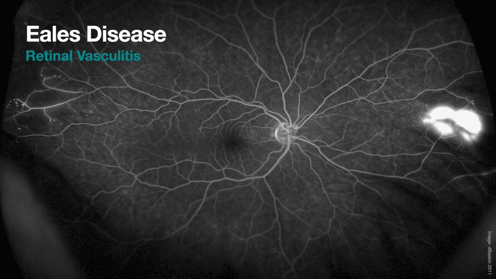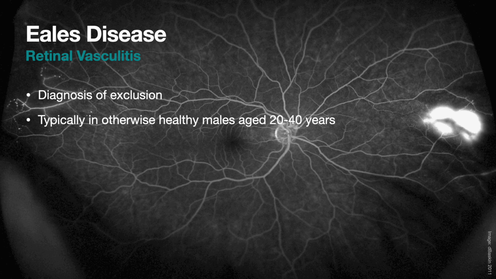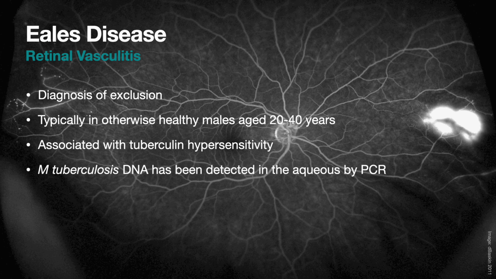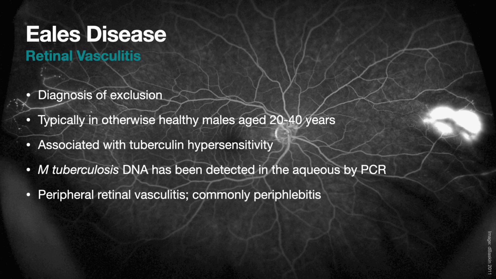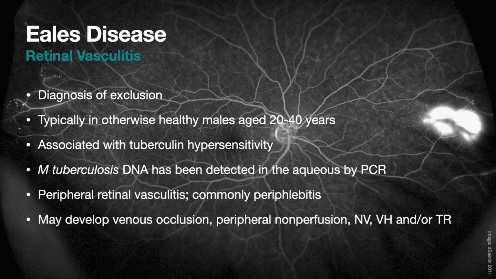Eales disease, tough one. It's a diagnosis of exclusion, typically in otherwise healthy males, young to middle-aged, associated with a tuberculin hypersensitivity, and Mycobacterium tuberculosis DNA has been detected in the aqueous by PCR in some of these patients. Peripheral retinal vasculitis, commonly a periphlebitis. They may develop venous occlusion, peripheral non-perfusion, VH, and or tractional retinal detachment. I think that's supposed to say.